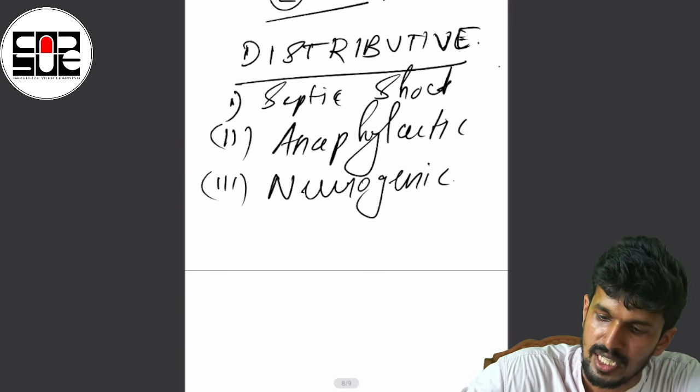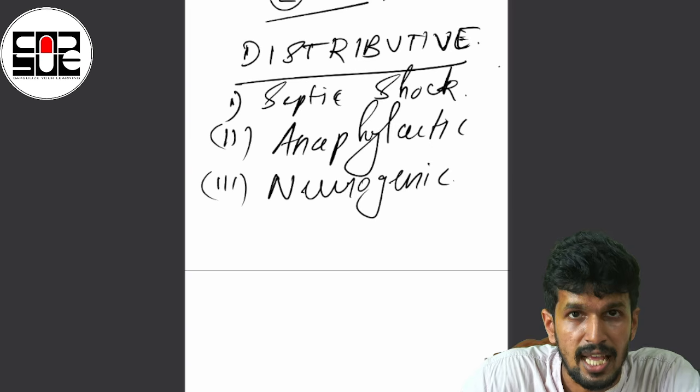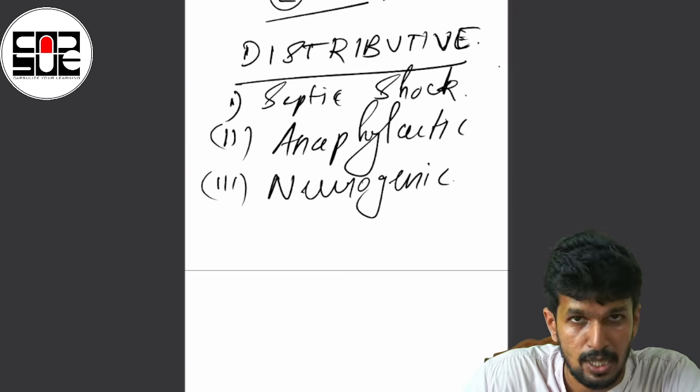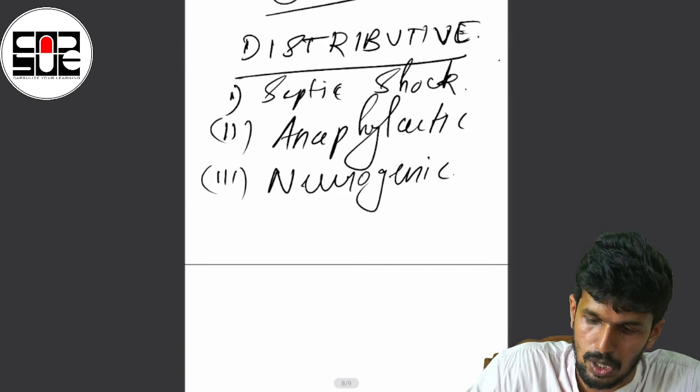What happens in all this scenario? What is the difference distributive shock has compared to the other types of shock? That I'll just explain. When it comes to septic shock, what happens?